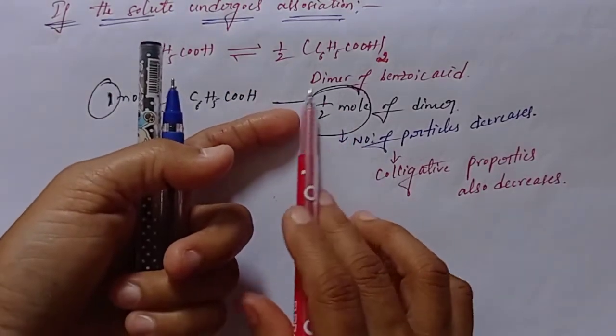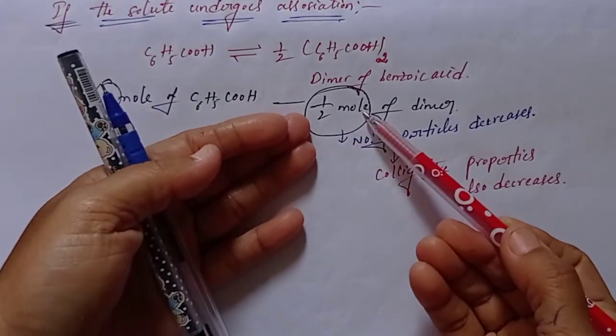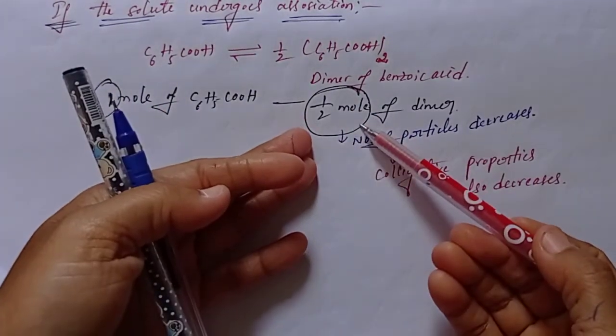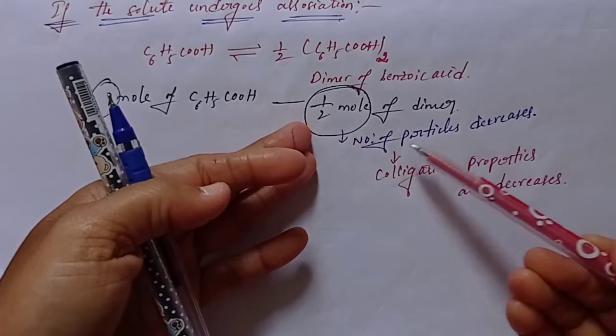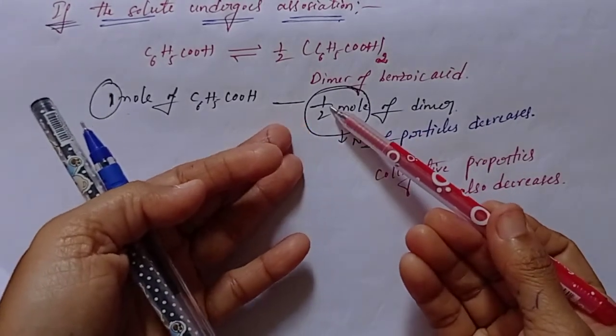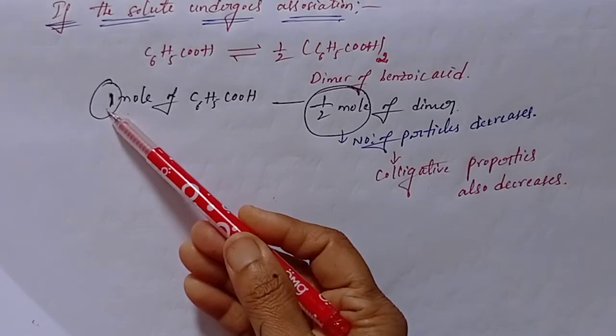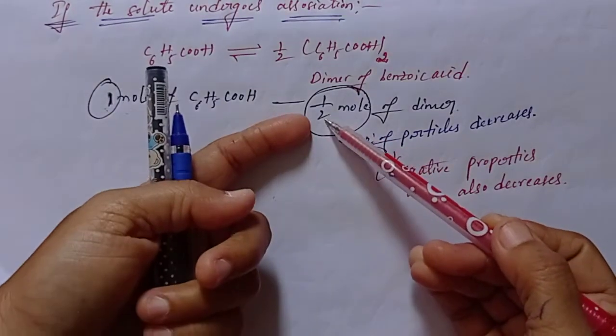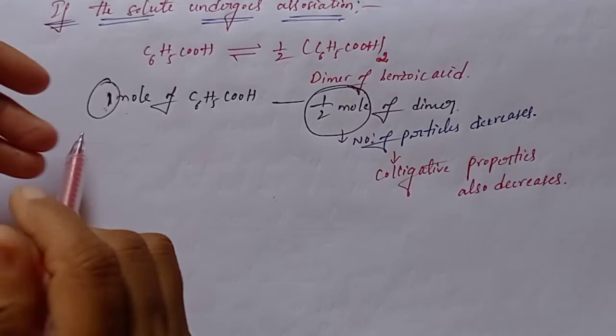Observed colligative, this is the observed. Now what we are observing, half mole happened, 1 mole becomes half mole. So this is the observed number of particles. So the observed colligative property will be half the theoretical value. Theoretical is 1 mole, but here we are getting half mole. So what can we write, students, here?